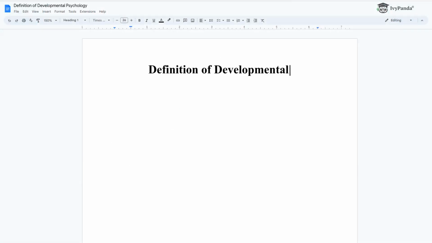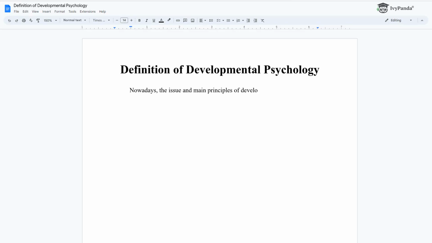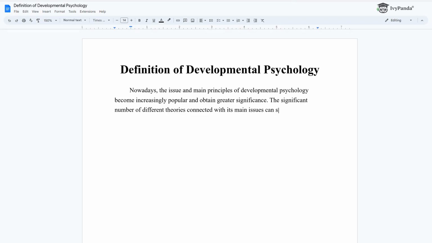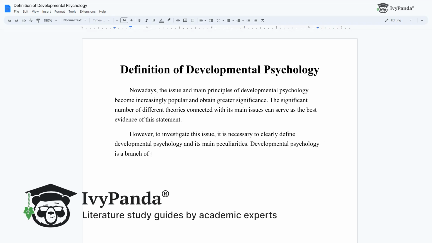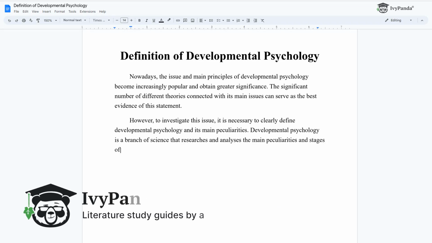Definition of developmental psychology. Nowadays, the issue and main principles of developmental psychology become increasingly popular and obtain greater significance. The significant number of different theories connected with its main issues can serve as the best evidence of this statement. However, to investigate this issue, it is necessary to clearly define developmental psychology and its main peculiarities. Developmental psychology is a branch of science that researches and analyzes the main peculiarities and stages of human development.